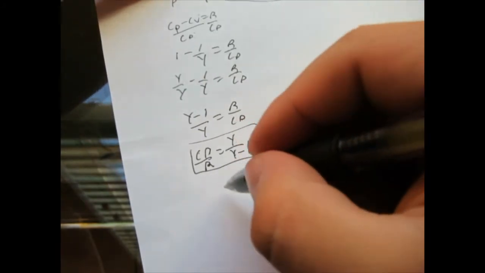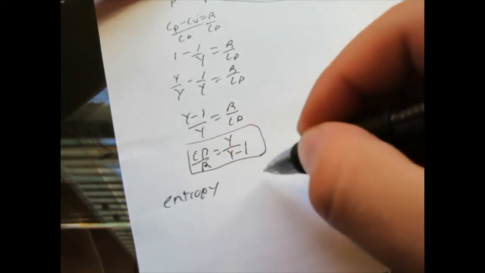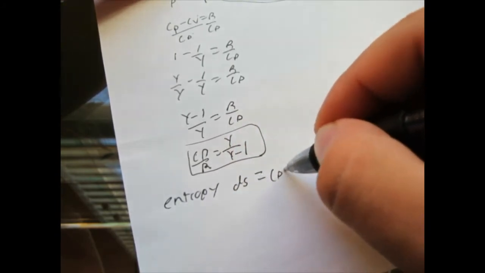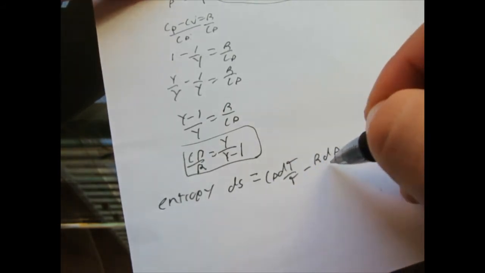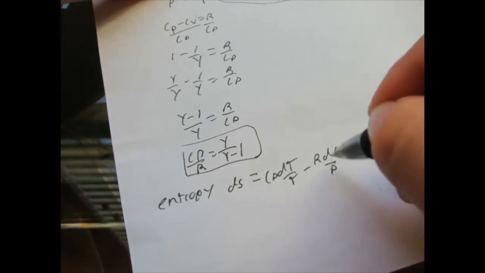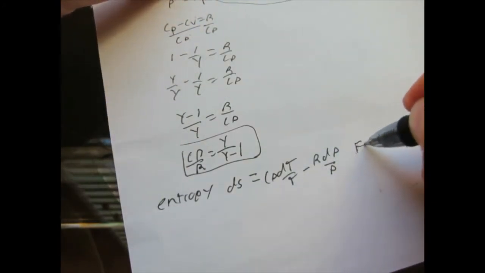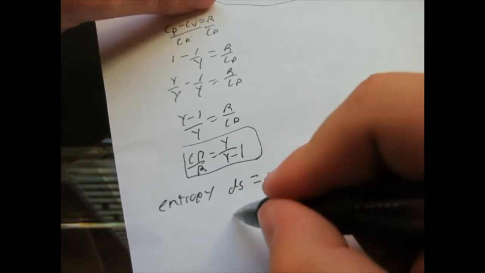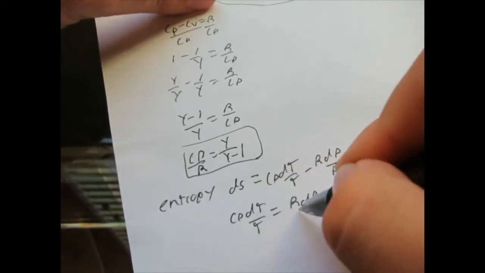Continuing. For entropy, the equation for entropy, which I don't have time to explain, is ds equals Cp dT over T minus R dP over P. So this is pressure. For an isentropic relationship, ds equals 0. So this can be written as Cp dT divided by T equals R dP divided by P.